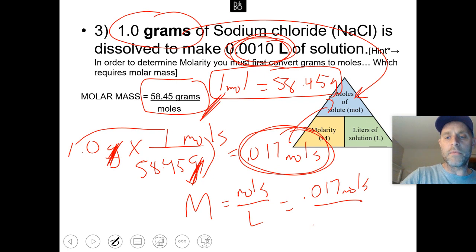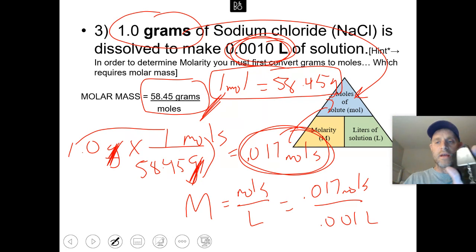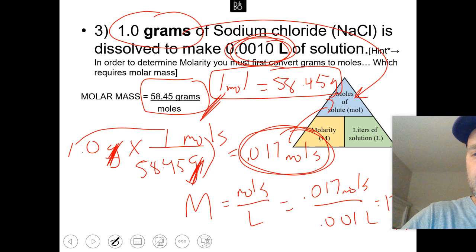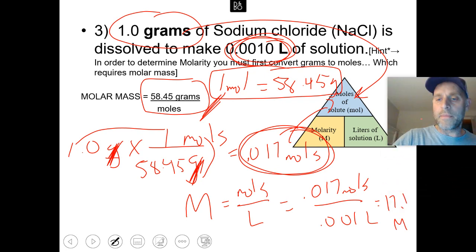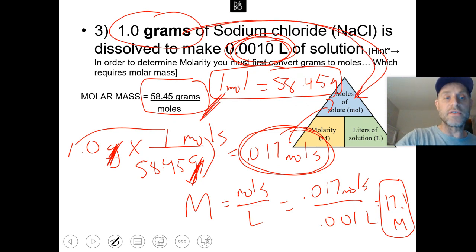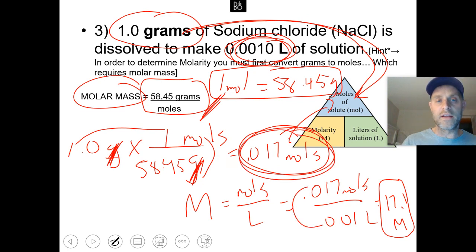It's a little tiny amount, 0.001 liters. Pull up my calculator. I dial it up. When I do that, I got 17.1. And again, that's capital M. Whoop. That's capital M, which is molarity. So I know that's a lot, right? To go from grams to moles, you first got to get molar mass. Then you do your conversion, figure out your moles, then go moles over liters, and you get molarity.